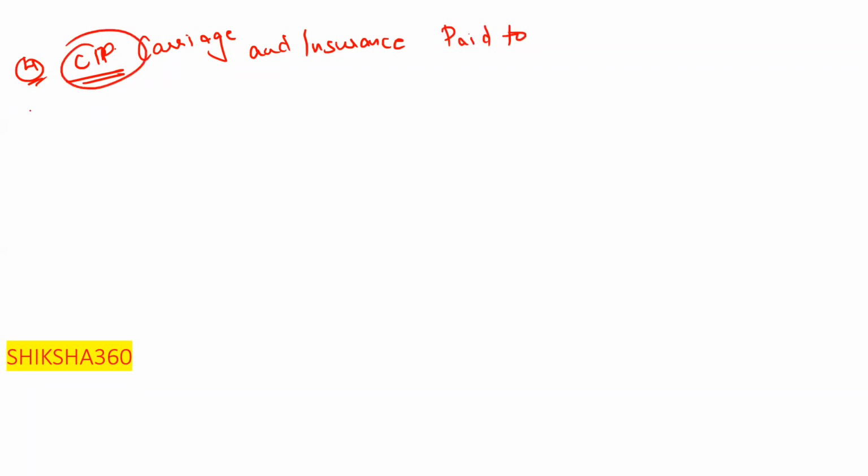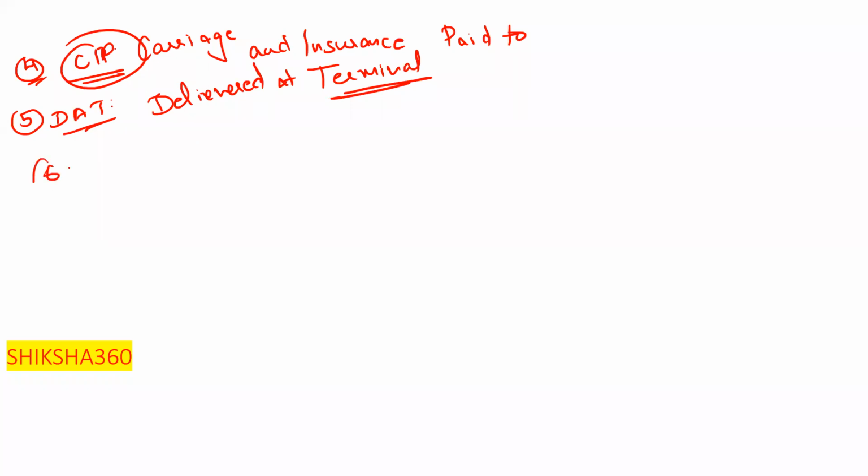That is CIP. CIP stands for Carriage and Insurance Paid To. The fifth one is DAT. DAT stands for Delivered at Terminal.